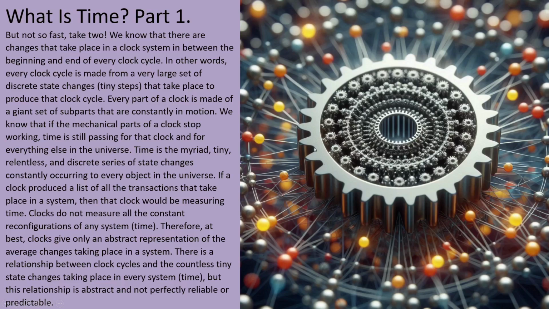The only thing we can measure from a clock is the major cycles every time something cycles one time around, and we count those: one cycle, two cycles, three cycles, but we don't see all the little tiny parts that are going into every cycle.